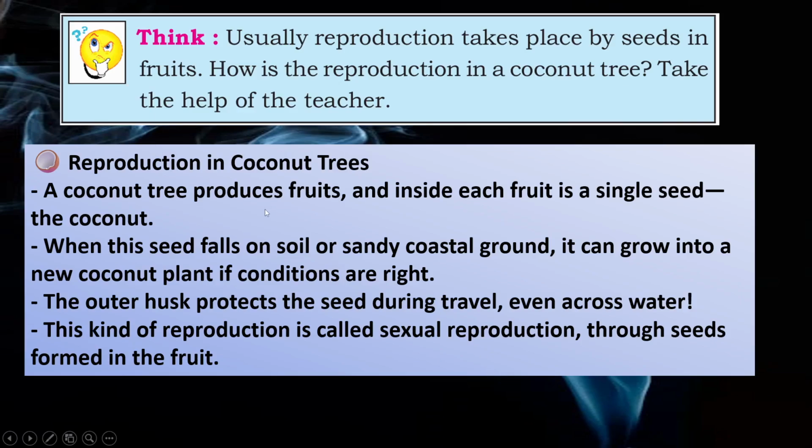Reproduction in coconut tree. Coconut tree produces fruits, and inside each fruit is a single seed, the coconut. When this seed falls on soil or a sandy coastal ground, it can grow into a new coconut plant if conditions are right. The outer husk protects the seed during travel, even across water. This kind of reproduction is called sexual reproduction through the seeds formed in the fruit.